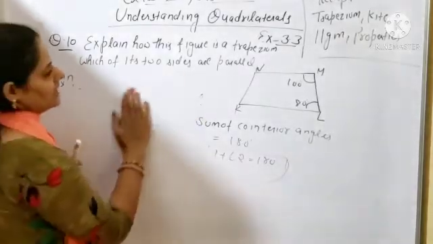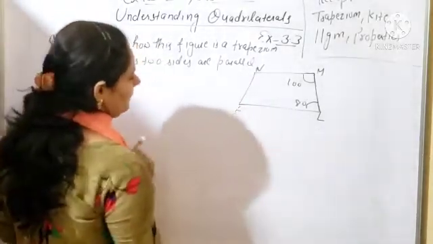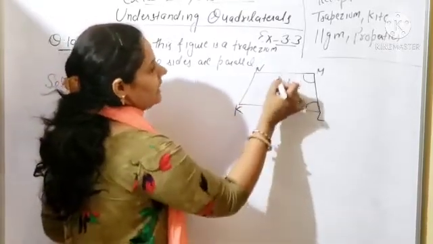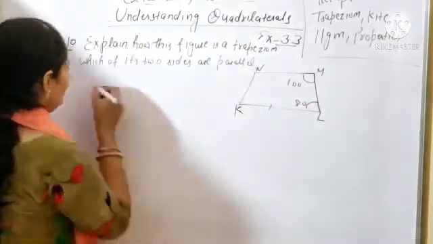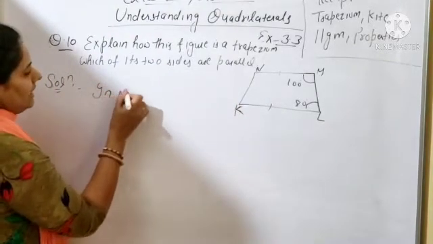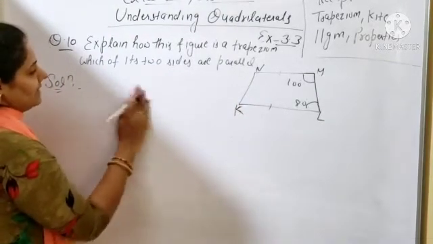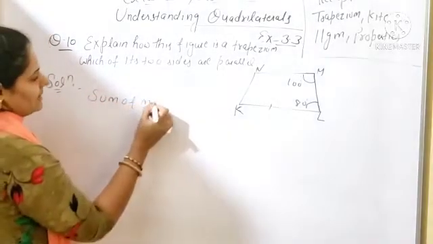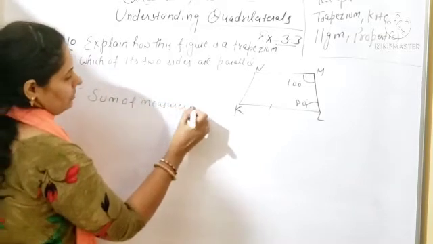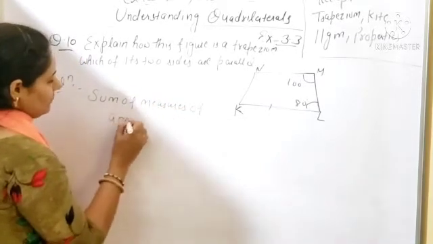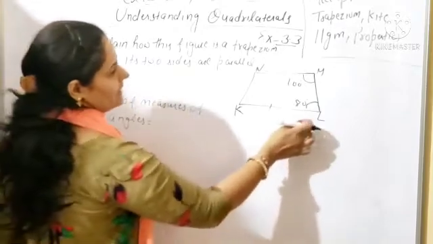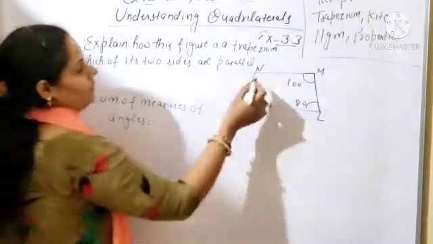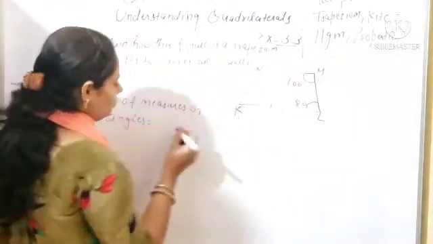Clear? So here the trapezium is given, and in this trapezium if you are taking this line, NM is parallel to KL. First you will check the sum of the measures of the angles. So what is the sum of measures of angles? If you are taking the angles M and L, so M and L are both co-interior angles, if you are taking NM parallel to KL.